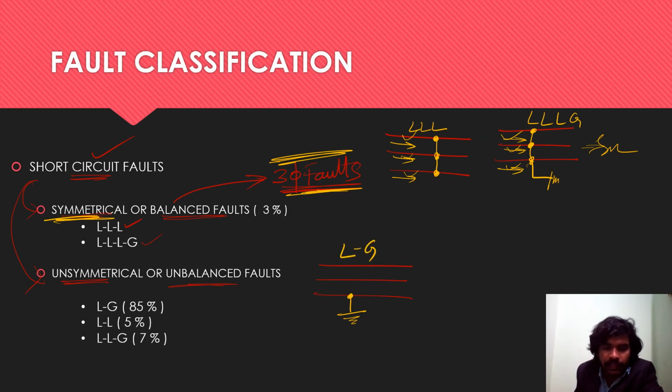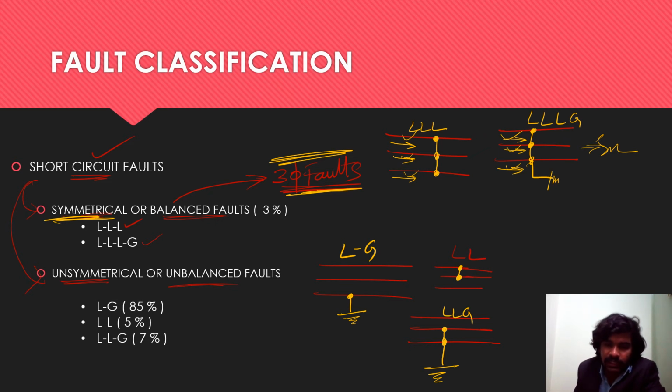The next category is the LL fault. Under the LL fault, you have three lines like this, and any two lines get in contact with each other, so that becomes an LL fault. The next one is the LLG fault. So you have two lines like this, they get in contact with each other and get connected to the ground. So this becomes our LLG fault.